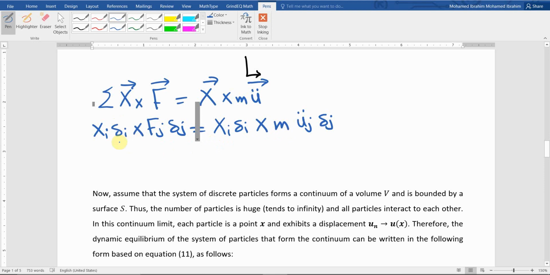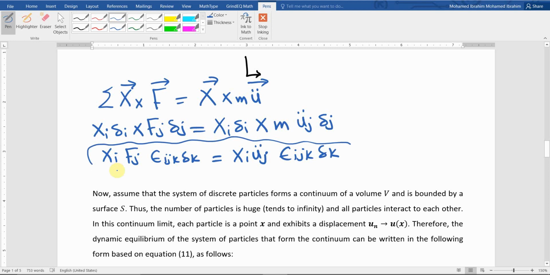Then if we do the cross product over the unit vectors, we're going to end up with xi fj, and delta i cross delta j gives us epsilon ijk delta k. If you remember, this equals xi uj double dot, delta i cross delta j, which gives epsilon ijk delta k as well. Make sense? So this is going to give us the equation of the moment, and that's why generally we can even cancel this one with this one, or just consider that these terms will not be cancelled, but will be considered like a common factor.